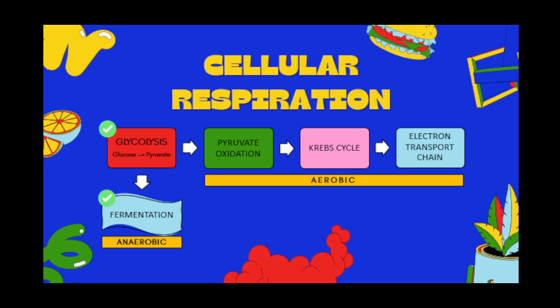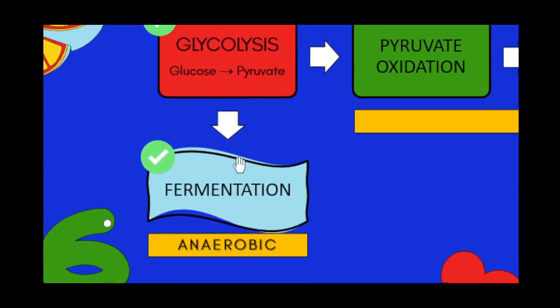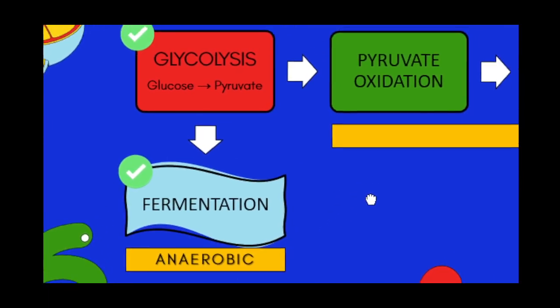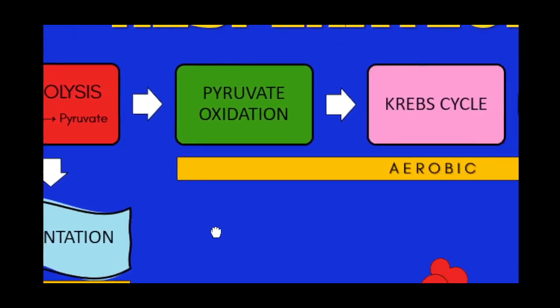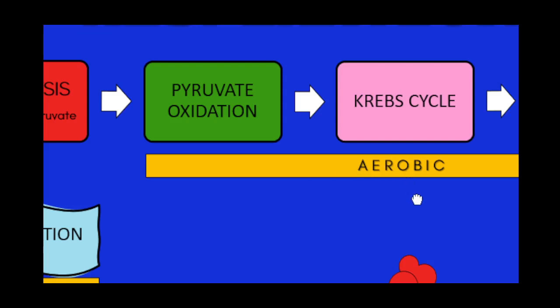Earlier in the previous video, we had glycolysis and fermentation. So now we will continue. If you notice here in the slide, we are done with glycolysis and fermentation, which is an anaerobic process. Now, let's continue to the other steps, which are aerobic. Okay, let's see.